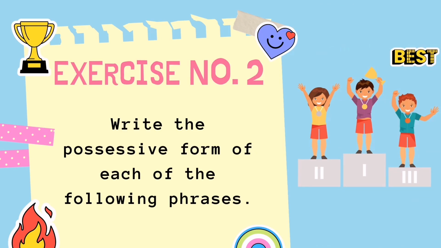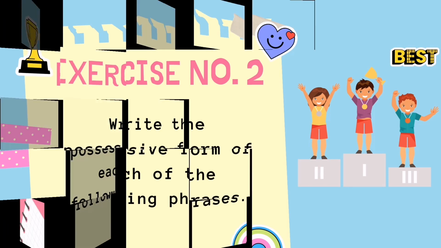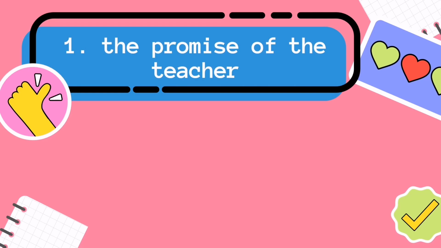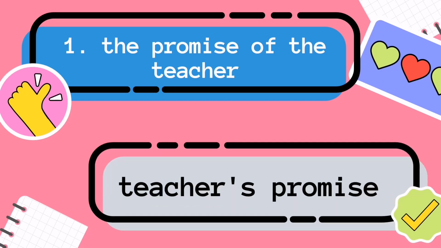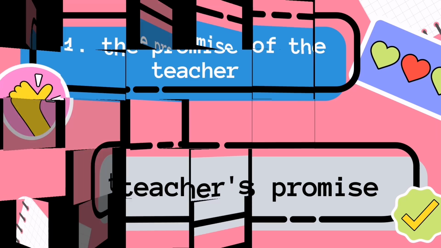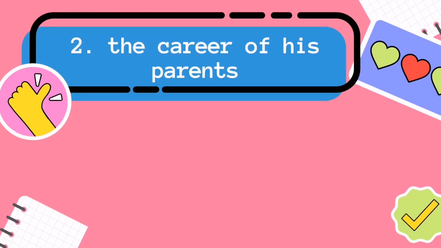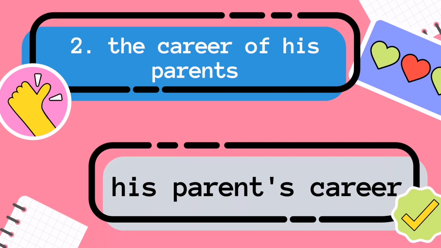Write the possessive form of each of the following phrases. Number 1, the promise of the teacher. So, how are you going to write it in possessive form? Very good. Teacher's promise. Number 2, the career of his parents. So, how are you going to write it in possessive form? His parents' career. So, parents, apostrophe.